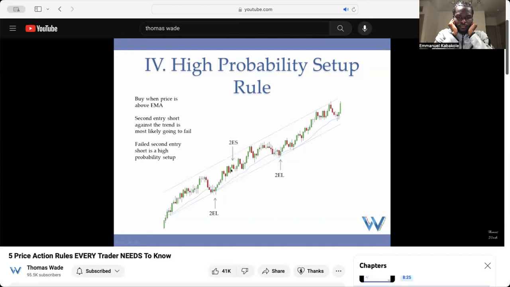So any second entry short means nothing, and it means that it's going to most likely fail. And we have a second entry short right here: new low, first entry short, second entry short, and we have a second entry short failure. This is the failed second entry short against the overall trend. Your stop loss goes one tick below this signal bar, and it would have resulted in a winning trade.